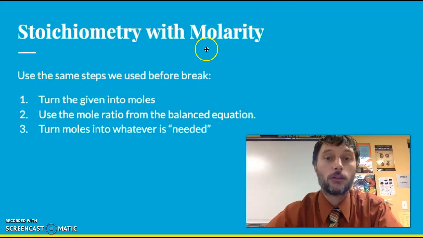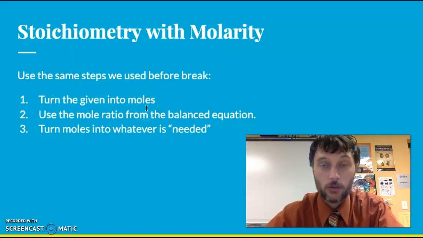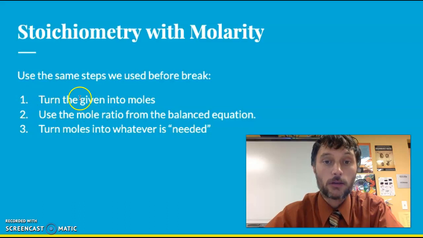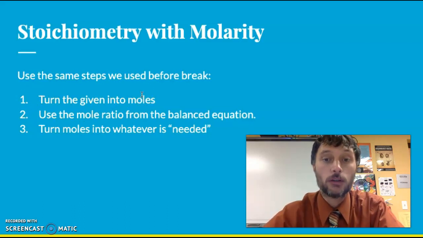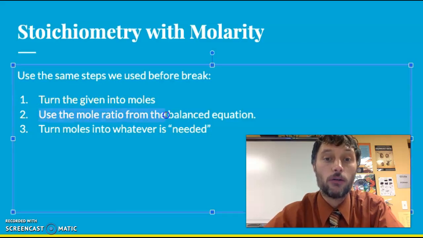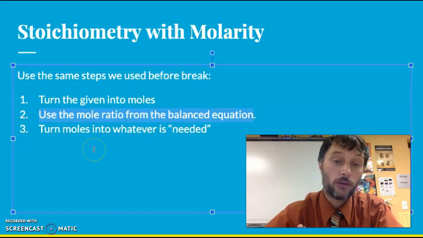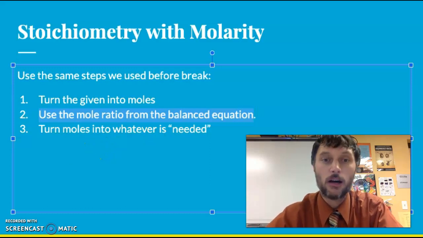So when you're doing Stoich with molarity, we're going to use these 3 steps, the same steps that we used before break. So we're going to turn the given into moles, whether it's grams or molecules or whatever. We're going to turn it into moles. Then we're going to use the mole ratio from the balanced equation to convert from moles of one thing to moles of another. We did a ton of that before break.